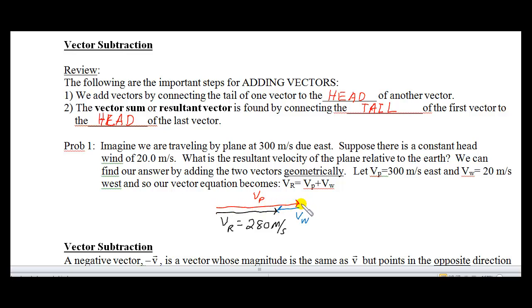It was going due east, but then the wind was blowing in the opposite direction. So that vector, v sub w, is going the opposite direction. But notice we're connecting the tail to the head. To get my resultant, I go back to the tail of my first vector, which was the plane, and then I connect that all the way to the head of the last vector, and we get the resultant being 280 meters per second.